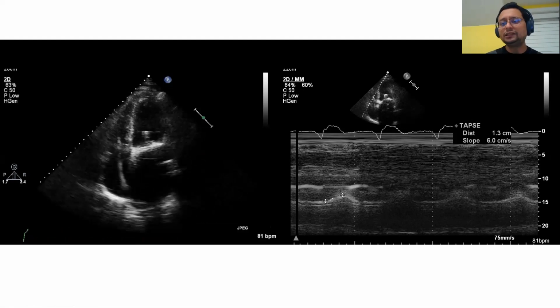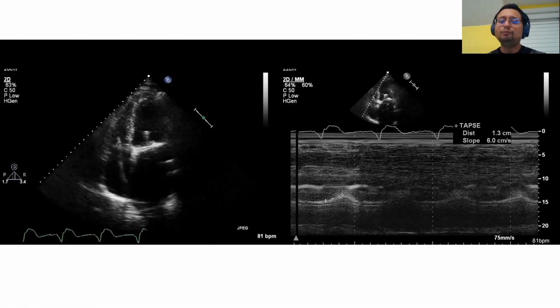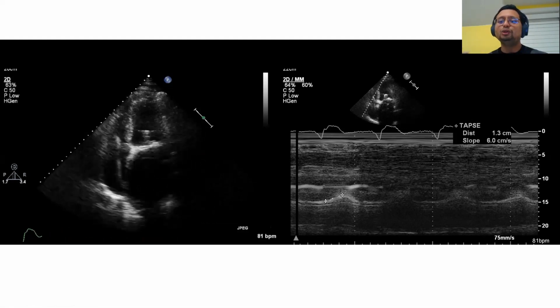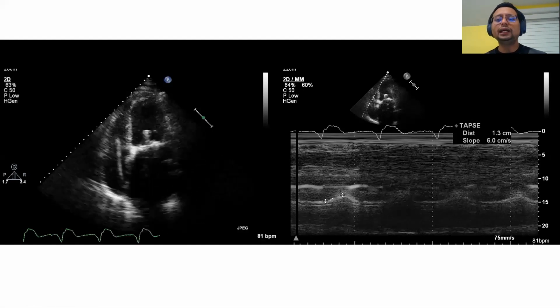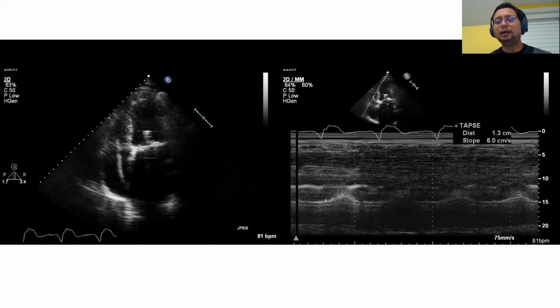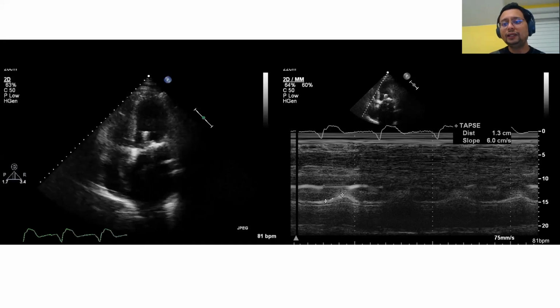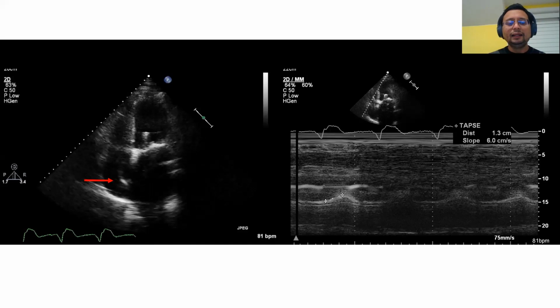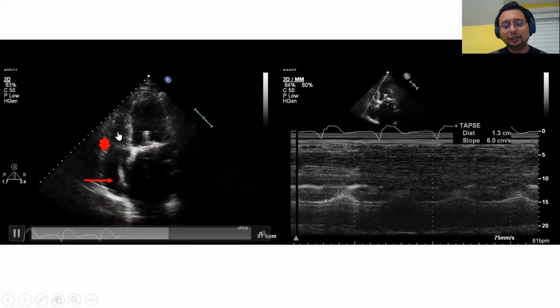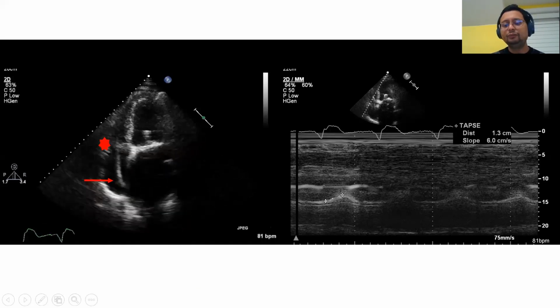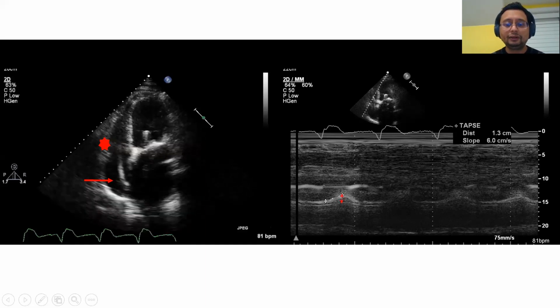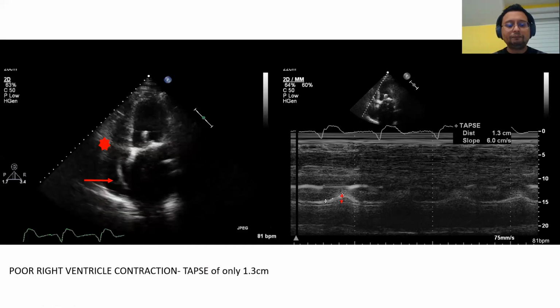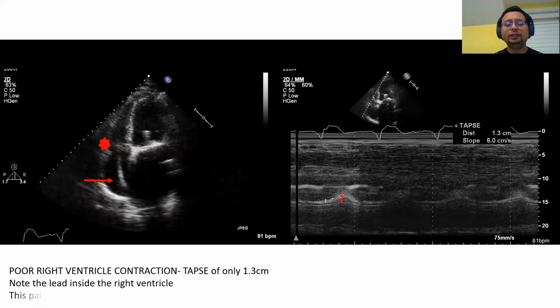I can also measure the S prime to see whether it is less than 9.5 centimeter per second. I can also measure the myocardial performance index or T index. If I use blood pulse Doppler, it should be less than 0.43. If I use tissue, it should be less than 0.54. That is actually a pacemaker lead there. Okay, you can see a pacemaker lead from the right atrium going into the right ventricle. Right? So this is a poor right ventricular contraction, and note the lead inside the right ventricle.